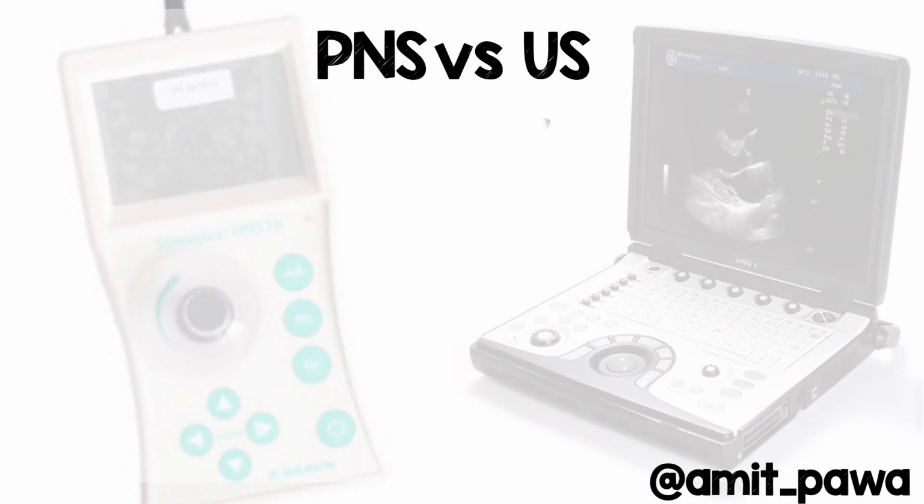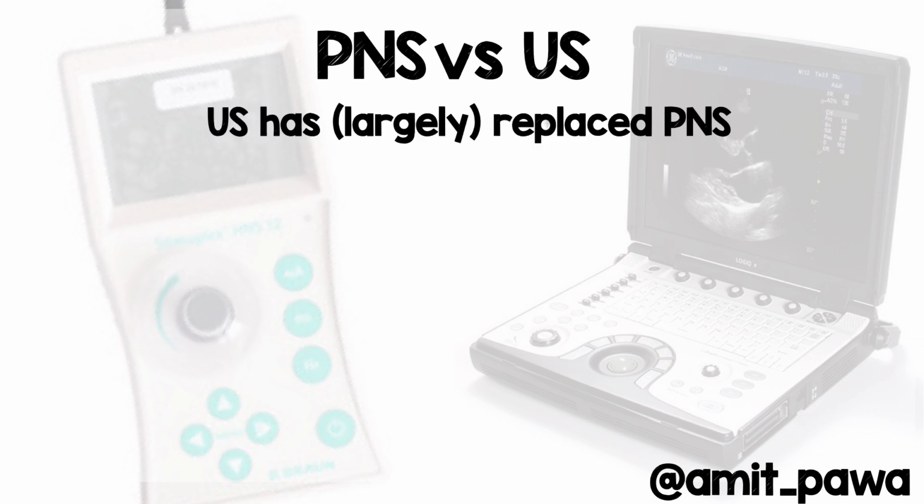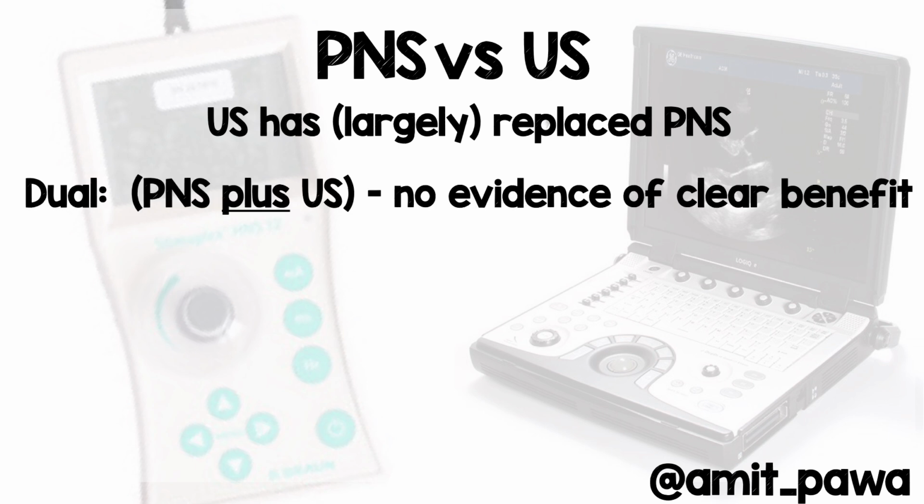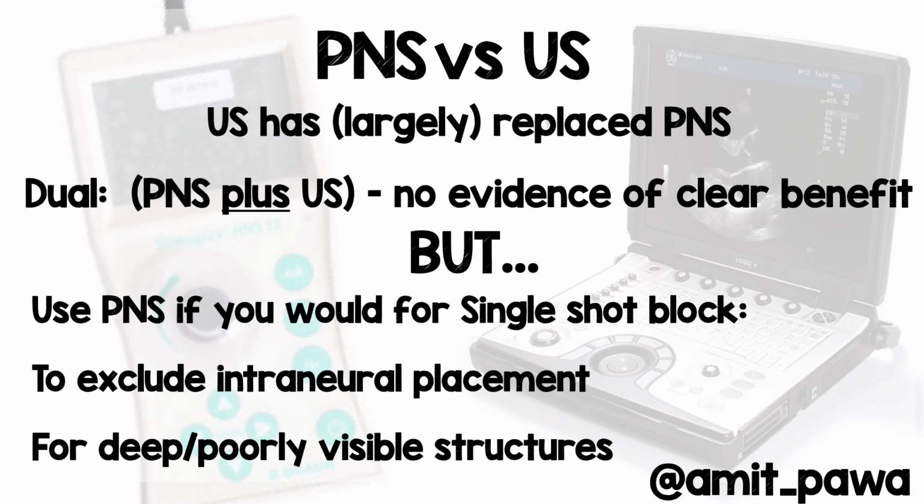Broadly speaking, you've got the options of peripheral nerve stimulator guided catheters or ultrasound guided catheters, and ultrasound, as I've referred to in part one, has largely replaced peripheral nerve stimulation. Some people are using dual guidance, peripheral nerve stimulation plus ultrasound, but there's not really any evidence of any clear benefit. But you could use peripheral nerve stimulation for a single shot block, and you could use that to exclude intraneural placement or for deeply and poorly visible structures. So peripheral nerve stimulation via the needle to identify the target still has a role.